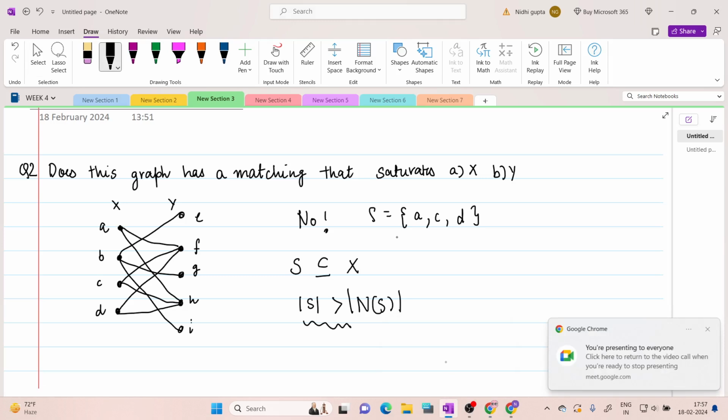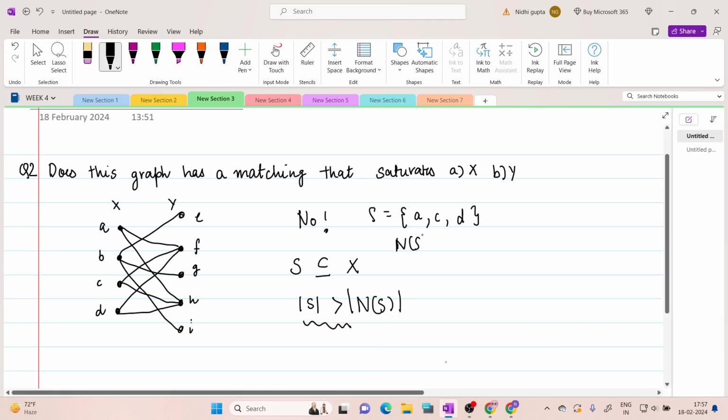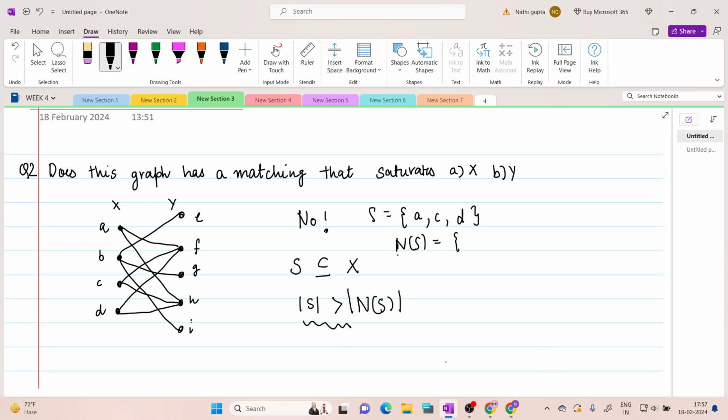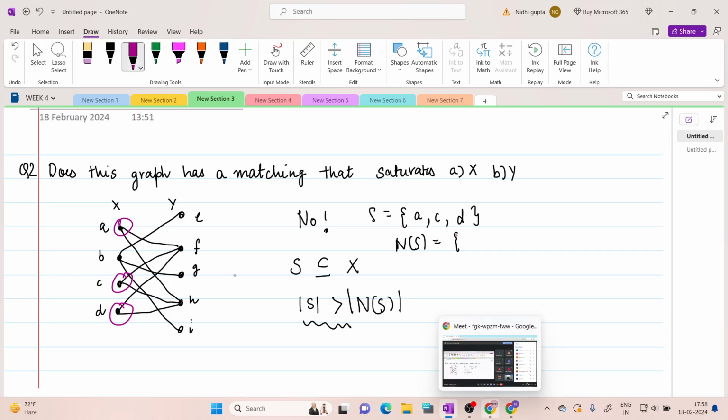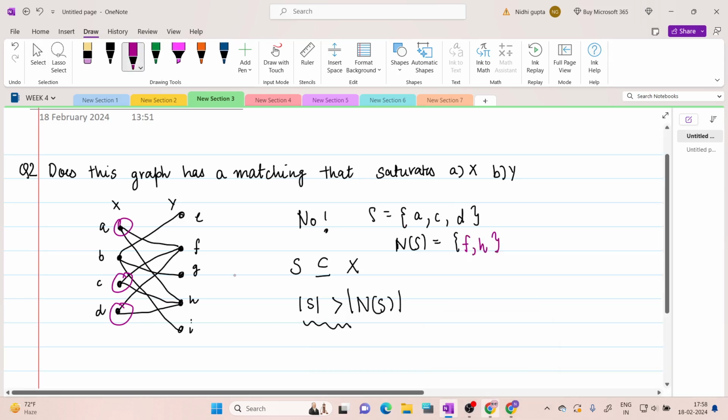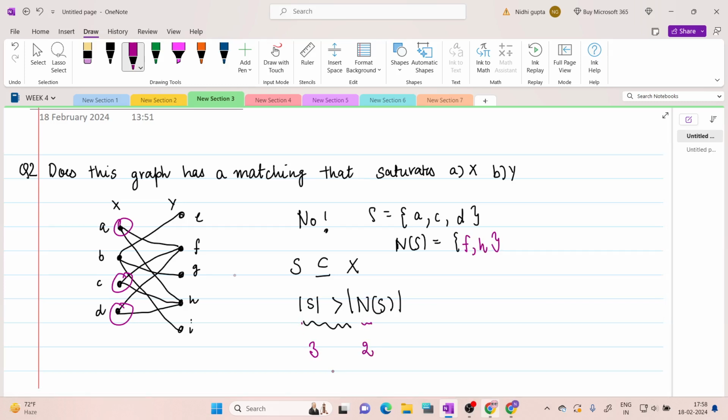Okay, so what are the neighbors of A, C, D? F, G, H. Yeah, so the neighbors of S are F and H. So it is satisfying this condition. The order of S is 3, but the neighbors of S number 2. So by Hall's theorem, we can conclude that this graph won't have a perfect matching.